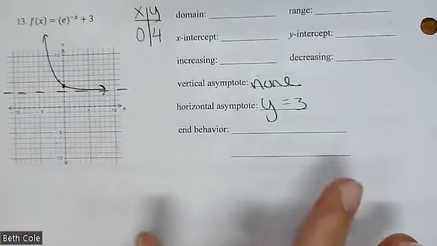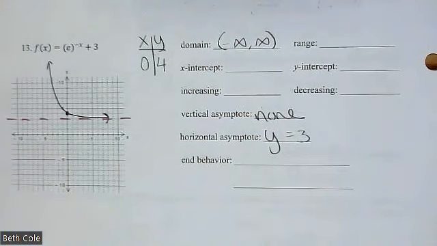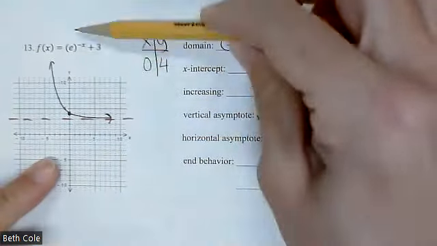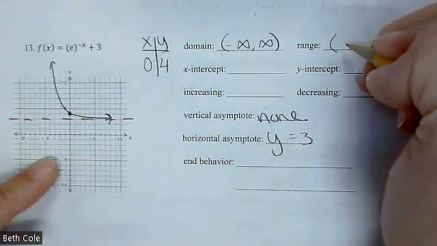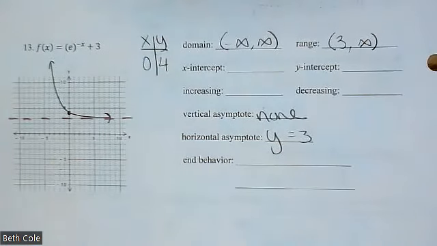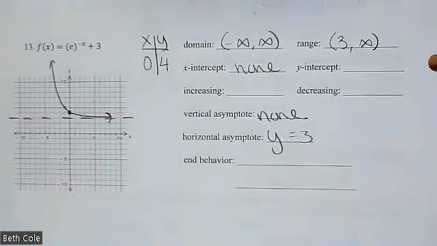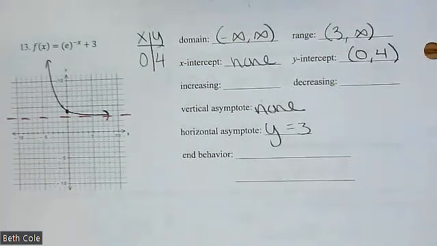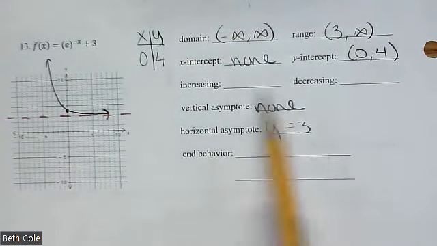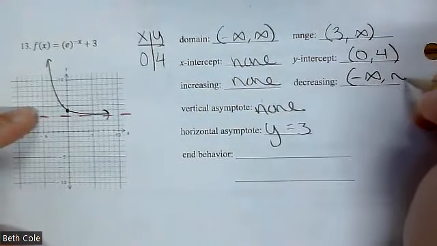All right, once you have the graph, this is the easy part. Domain, all reals, that like is the answer. Range, you want to sweep downwards to upwards. Close. 3 to infinity. X-intercept, oh, again, there isn't one. Y-intercept is 0, 4. And then what do you guys think for increasing, decreasing? This is none, and this is everything.